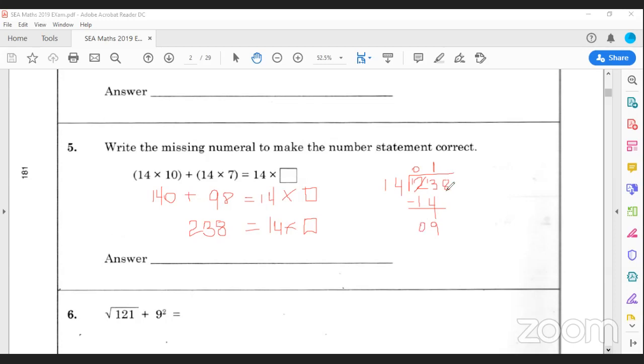Again, it's long division. So the next step is to bring down my next number, which is 8. So now I'm going to ask myself the question, how many times could 14 go into 98? 14 can go into 98 7 times. 14 multiplied by 7 is going to give us 98. Now we're going to subtract. 8 take away 8 is 0. 9 take away 9 is 0. So 14 can go into 238 17 times. So our answer is 17. Let's go on to our next question.